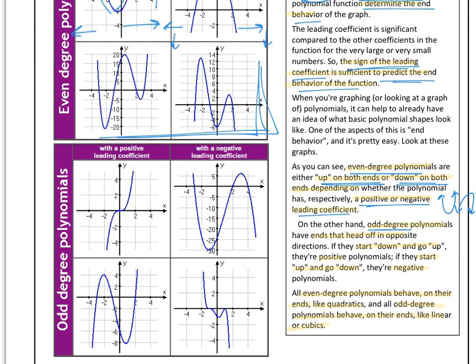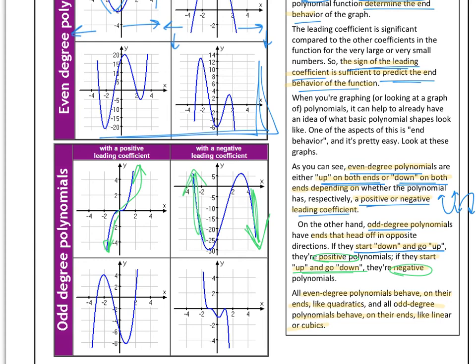Now, if we have an odd degree polynomial, such as something to the 3rd power, 5th power, and so forth, they might start down and then go upwards. So they start down but end up going upwards. That's if they have a positive leading coefficient. If they start up and go downwards, so something like this one, they start as going to positive infinity on the left, but then they end up going downwards on the right-hand side, then they have a negative leading coefficient.